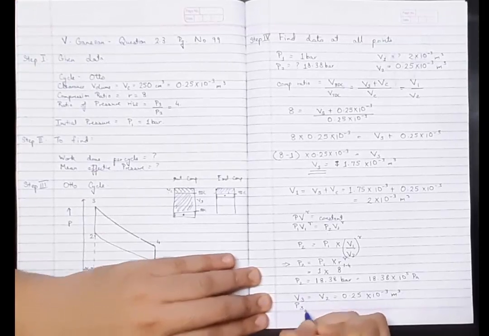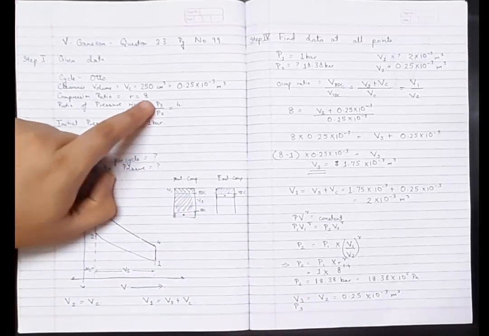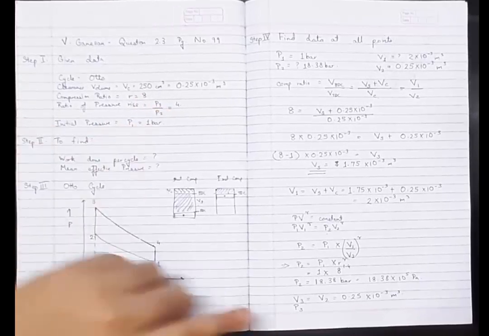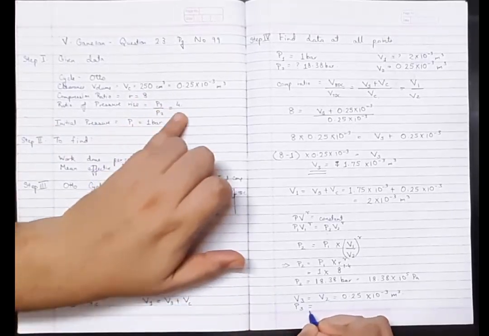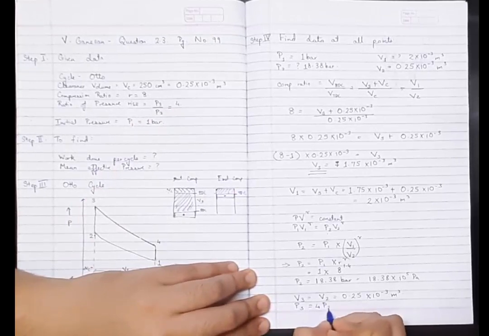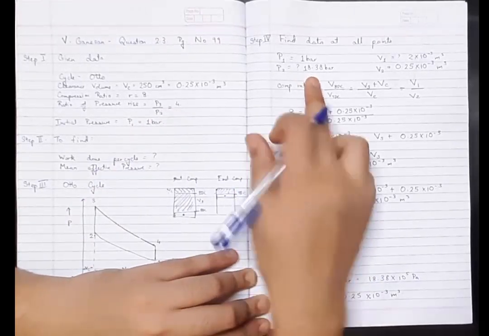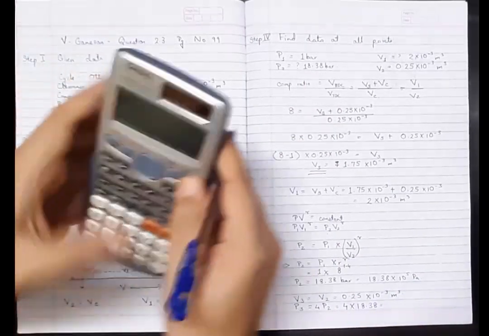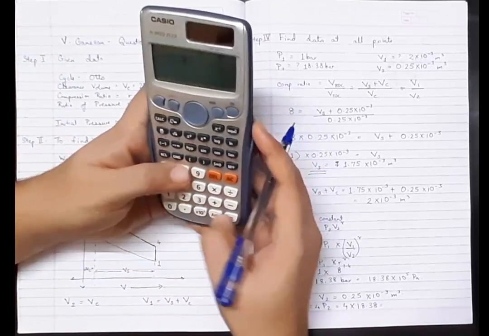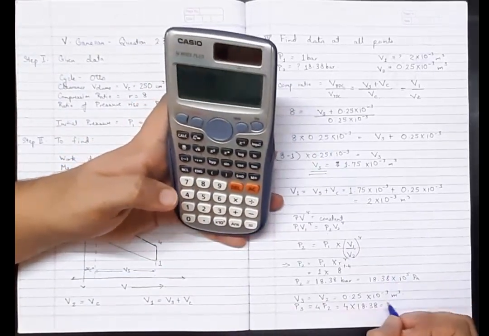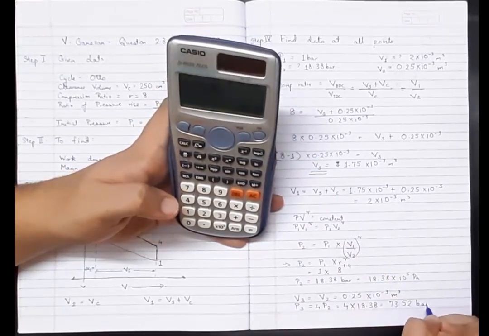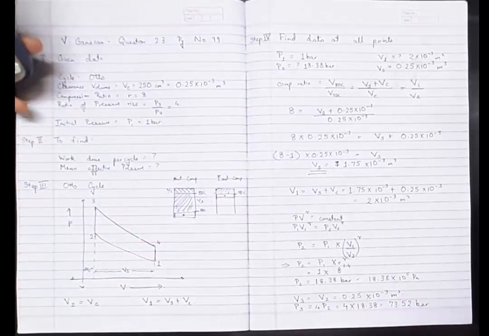So P3, see it is directly given over here. Ratio of pressure rise is what? P3 upon P2 is given as what? 4. So P3 is what? 4 times P2. And what is the value of P2? 18.38 bar. So P3 becomes 4 into 18.38, which is equal to 73.52 bar. Okay, which will be 73.52 into 10 raised to 5 Pascal.